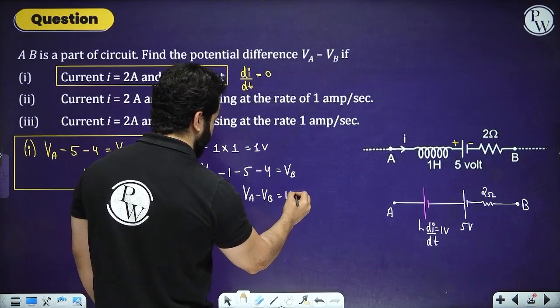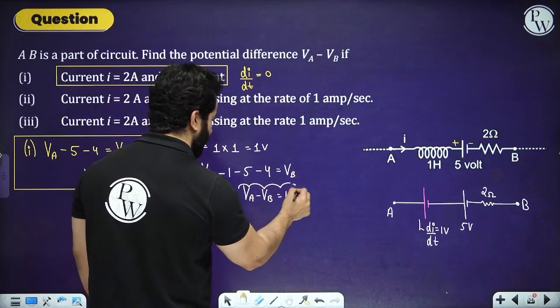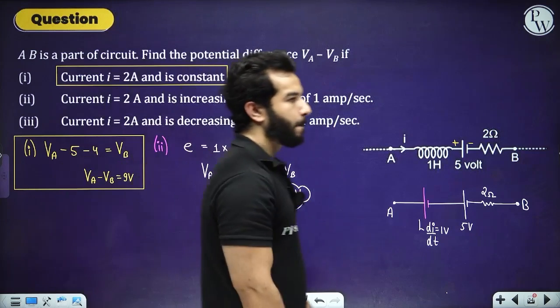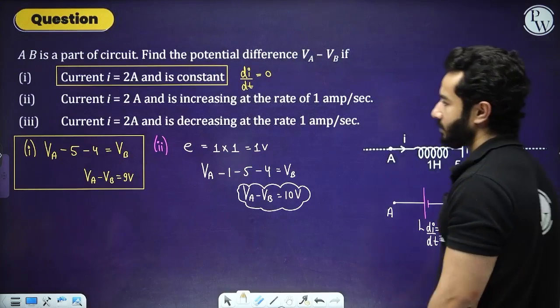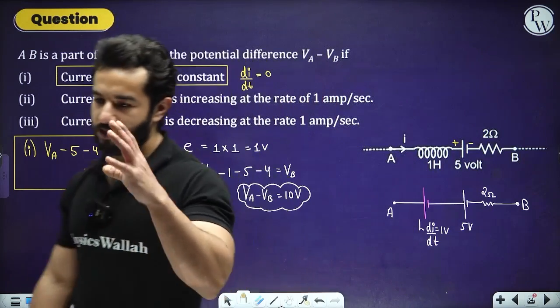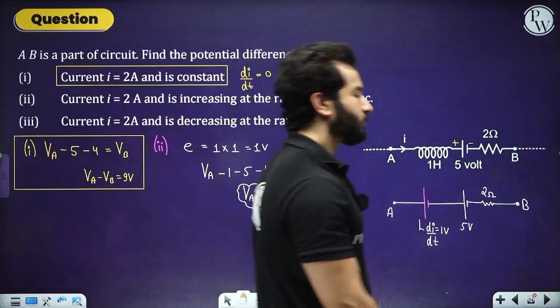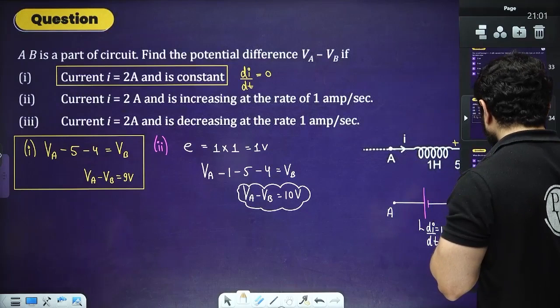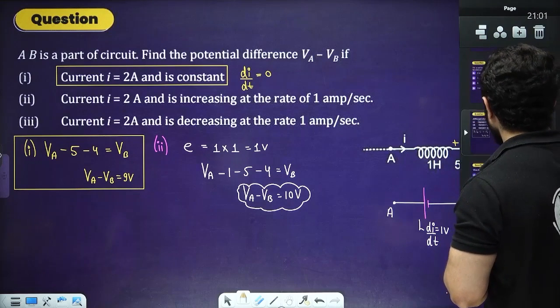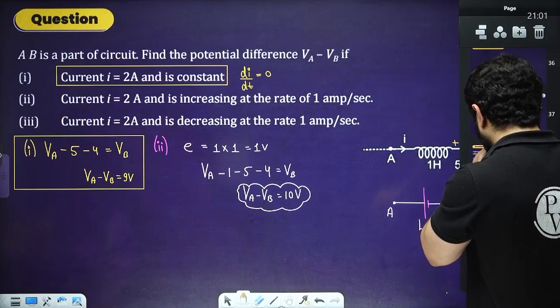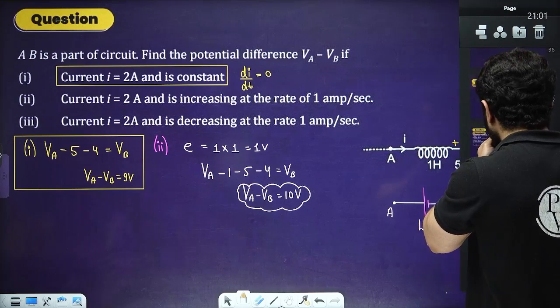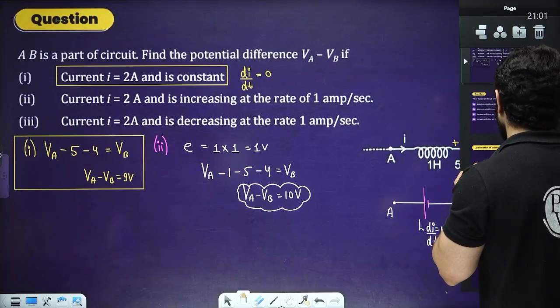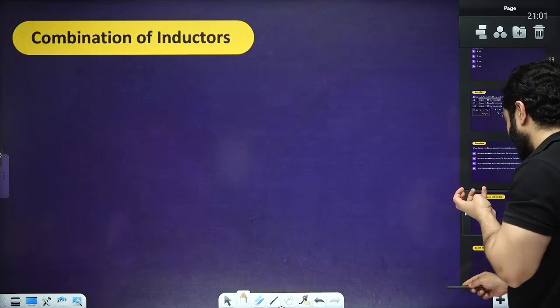Please check every calculation. If you have any doubt, please write down in the comment section. The third one is your homework. Find out the answer and write it down in the comment section. Hopefully this will help. Now before moving to mutual inductance, let's also discuss the combination of inductors.